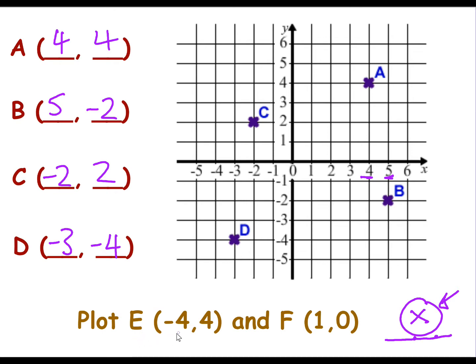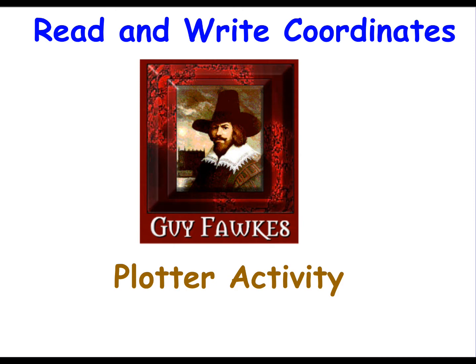Let's plot point E. So point E is -4, 4. So -4 in the negative x direction, 4 in the positive y direction. And for F, it's 1, 0. So it's 1 in the x direction, but 0 in the up and down direction, the y direction. So point F lives on the line here. In class, we practiced this using a plotter activity to read and write coordinates.